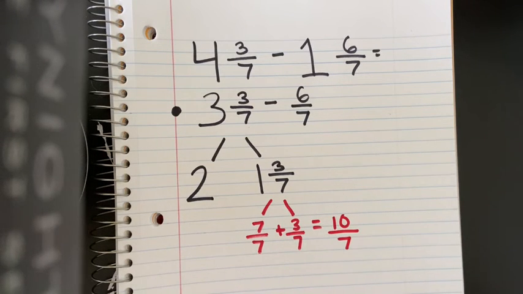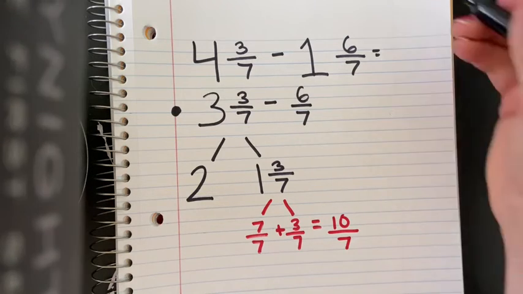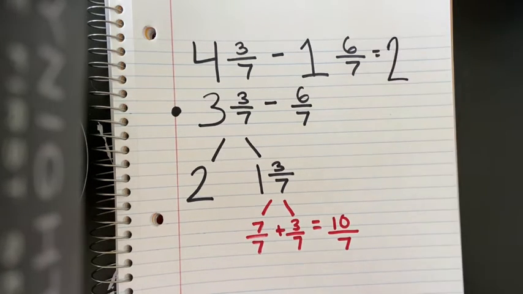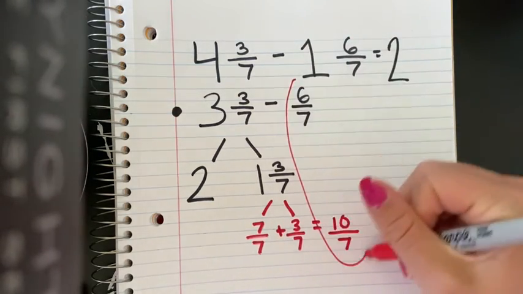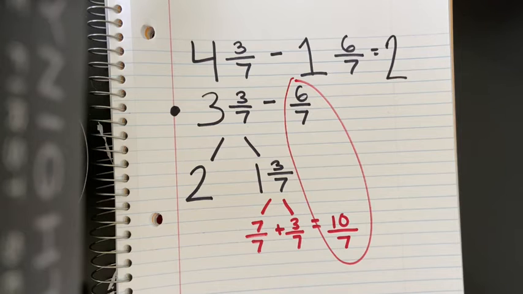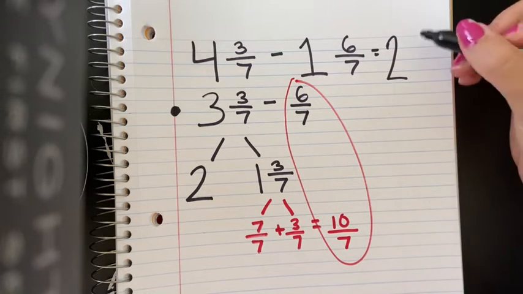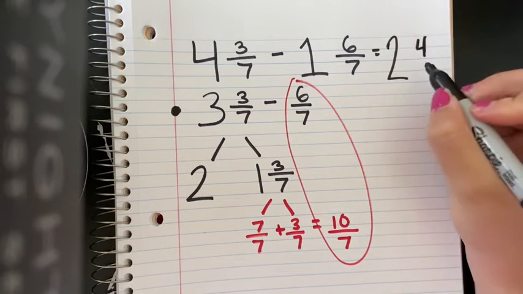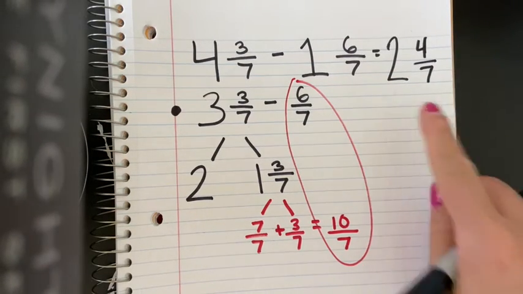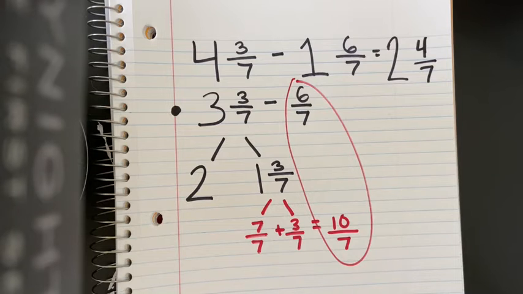Now that we have all the pieces to our puzzle, we're able to start putting it together to give us our difference. I know I'm going to receive at least 2 wholes, so I'll plug that right into my answer. And now all we have to do is subtract the 6/7 from the 10/7. Take a moment to do so. 6/7 from 10/7, giving you 4/7. So our answer is going to be 2 and 4/7.